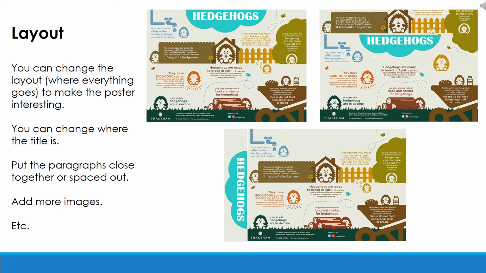We don't need to have the title at the beginning at the top. You could have it in the middle, you could have it on the left. You could put the paragraphs close together, you could put them spaced out. You could add more images or less images, it's up to you. So try and make a poster that looks interesting and is easy to read and catches the reader's eye. So if they're walking past it in the hallway, they are interested in stopping. As I said, you can use 3D elements as well if you want to, of course.